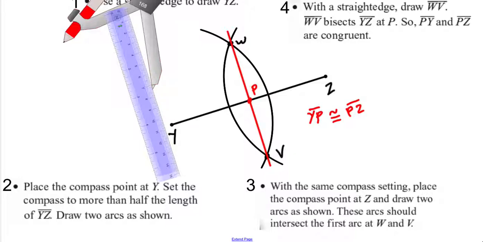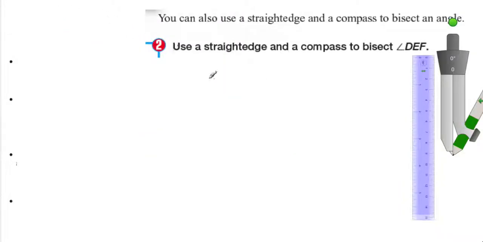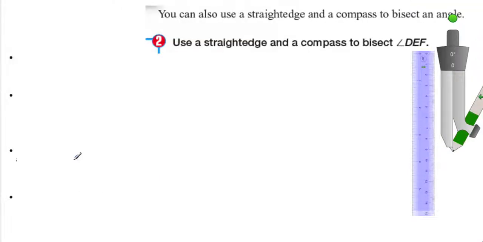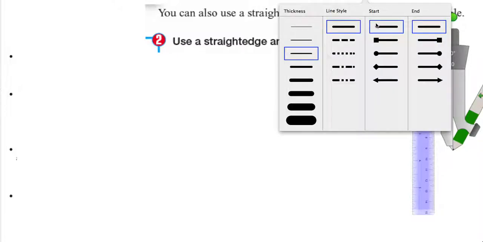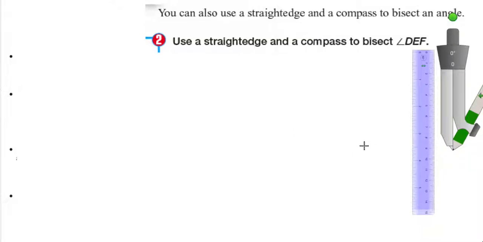Let's move on now to bisecting angles. You can also use a straight edge and a compass to bisect an angle. These are the 5 steps. Use a straight edge and compass to bisect angle DEF. First we need to create angle DEF. I can do this because my program allows me to. You will need a straight edge to create your own angle.